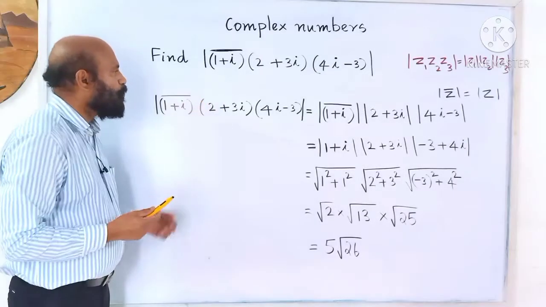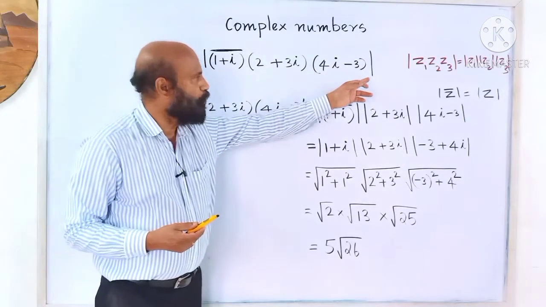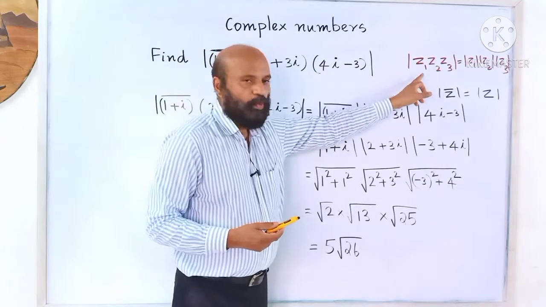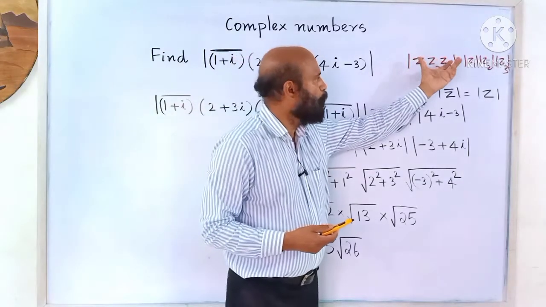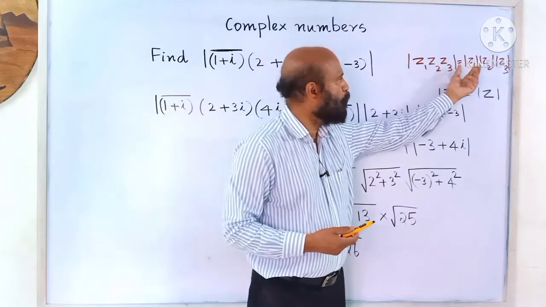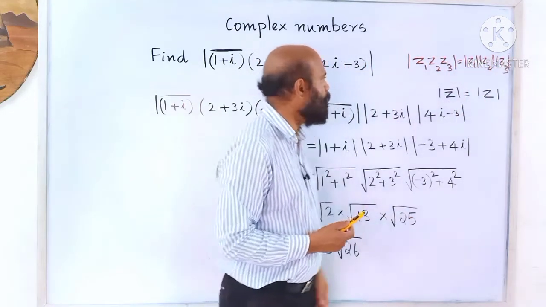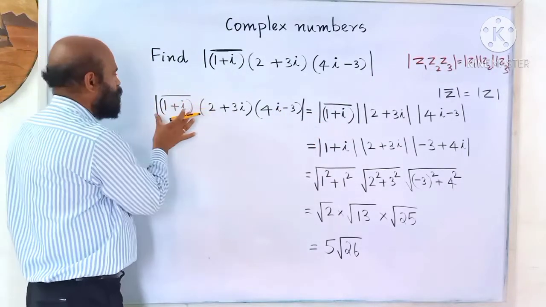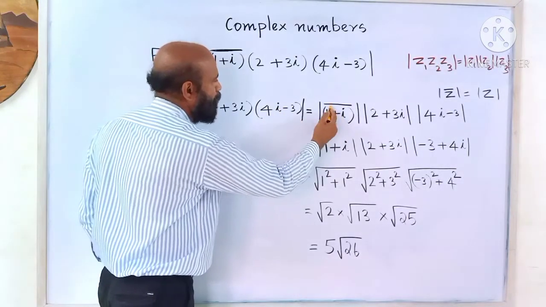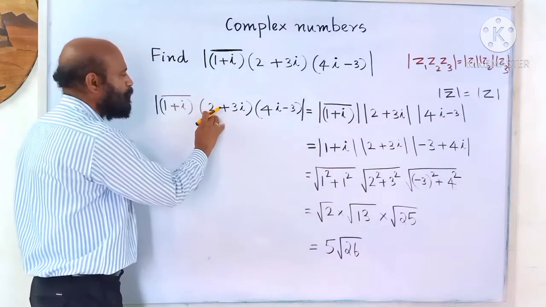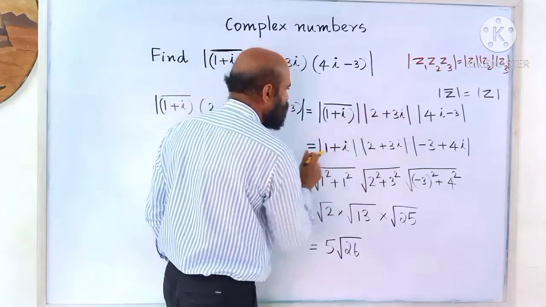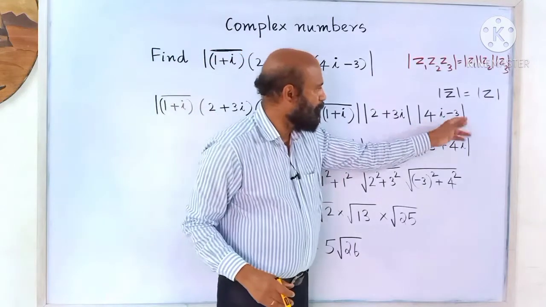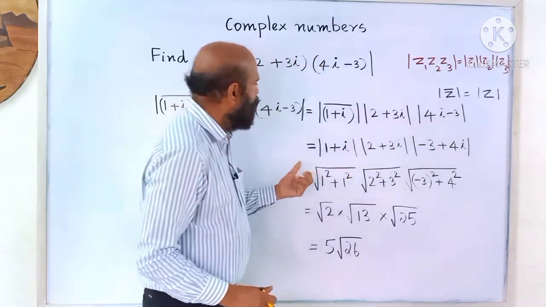In this problem, we have to find the modulus of the product of three complex numbers. We can use this property. Modulus of z1 into z2 into z3 is modulus of z1 into modulus of z2 into modulus of z3. So this can be written like this. Modulus of first complex number, conjugate of 1 + i, second complex number 2 + 3i, its modulus, third complex number 4i - 3, its modulus you have to find separately.